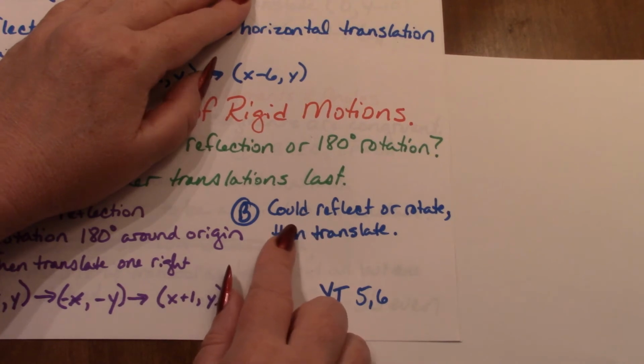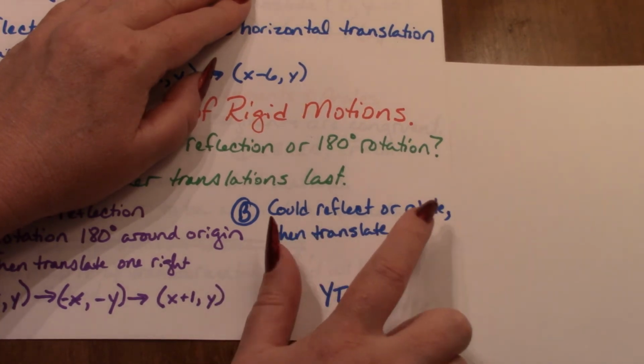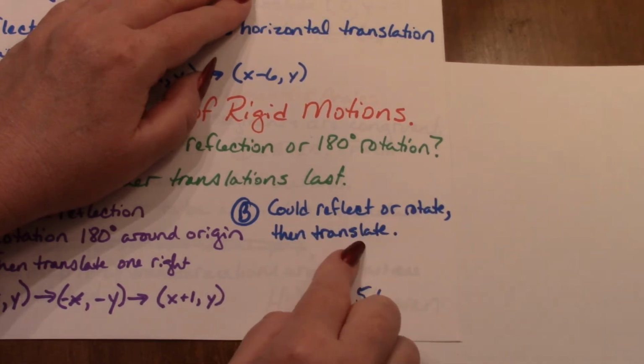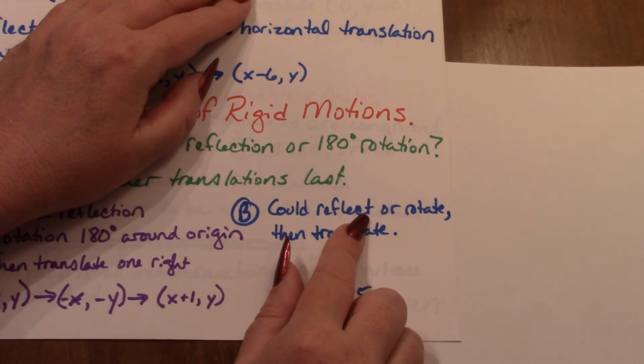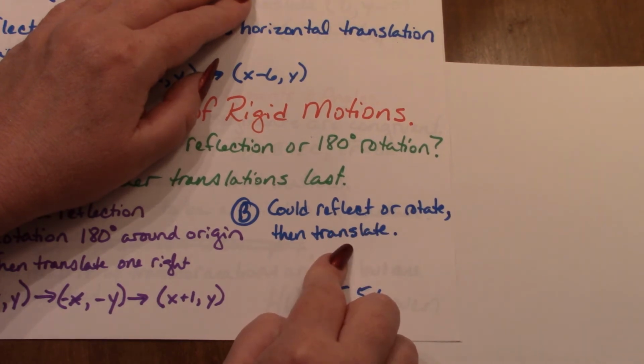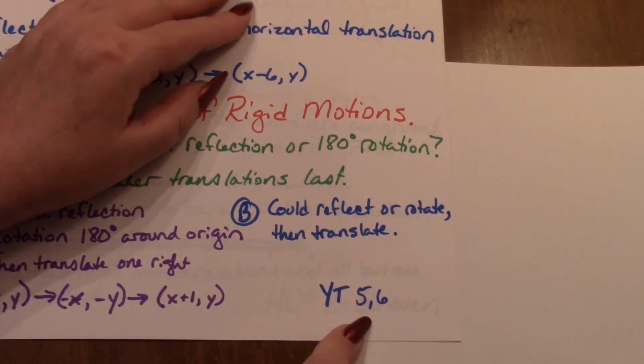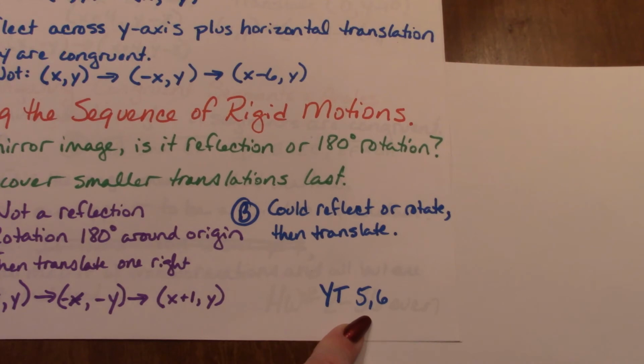You could make an argument for either reflection or rotation and then translation. However, the easiest argument to make is reflecting it over the y-axis first and then translating it up. So give numbers 5 and 6 a try. Pause here and come back when you're done.